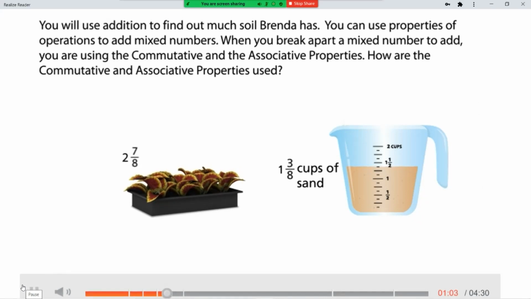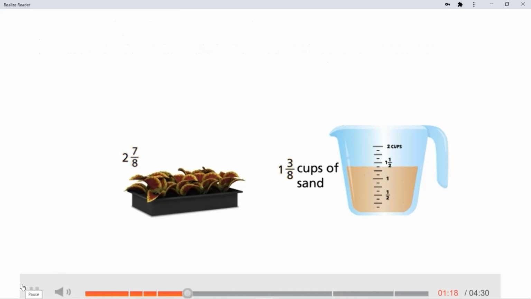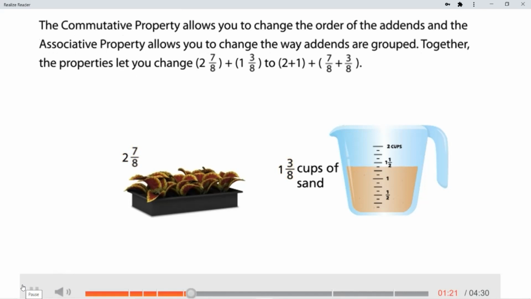You can use properties of operations to add mixed numbers. When you break apart a mixed number to add, you are using the commutative and associative properties. How are the commutative and associative properties used? The commutative property allows you to change the order of the addends, and the associative property allows you to change the way addends are grouped. Together, the properties let you change 2 7/8 plus 1 3/8 to the sum of 2 plus 1 plus the sum of 7/8 plus 3/8.